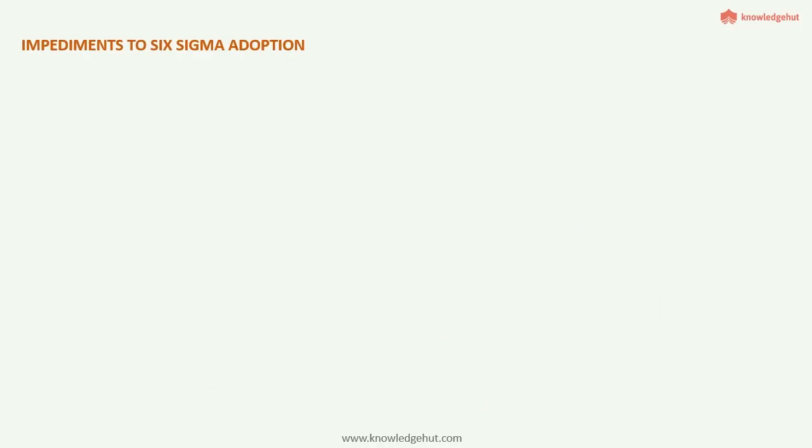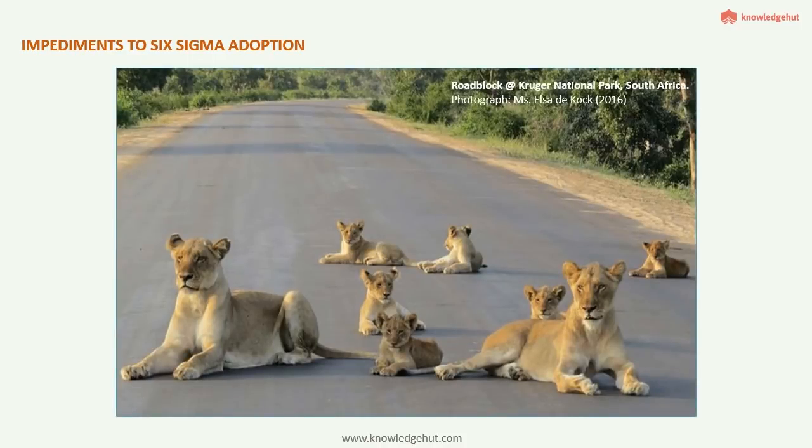So moving on to one more picture. Here you see a picture of some lions squatting on the road and blocking your way. This is a real picture taken at Kruger National Park in South Africa. And it's only coincidental that there are 6 lion cubs in the picture and we are talking Six Sigma. It's just coincidental. So what are we talking about here? We are talking of impediments.